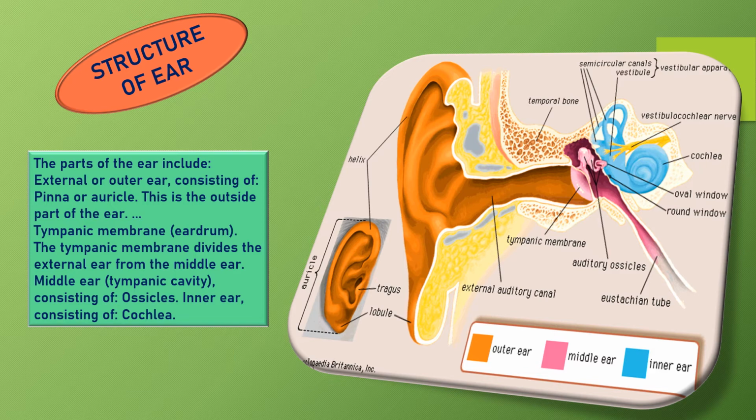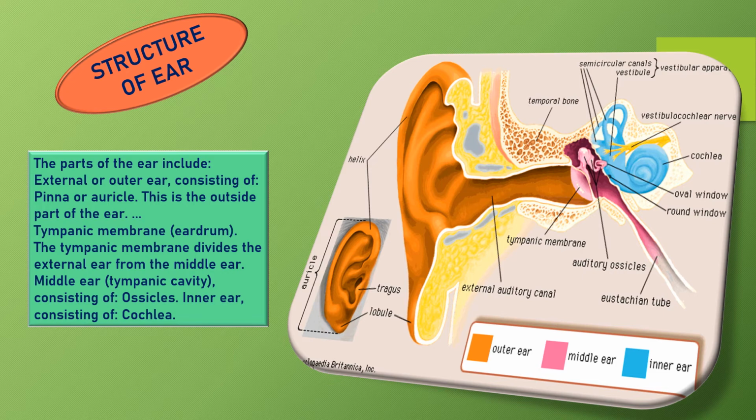Now, the external or outer ear consists of the pinna or auricle. You can see the diagram. Here it has been shown that the pinna or auricle is the outside portion, and in the index also it has been shown what is auricle or pinna. Next, this is the outside part of the ear.